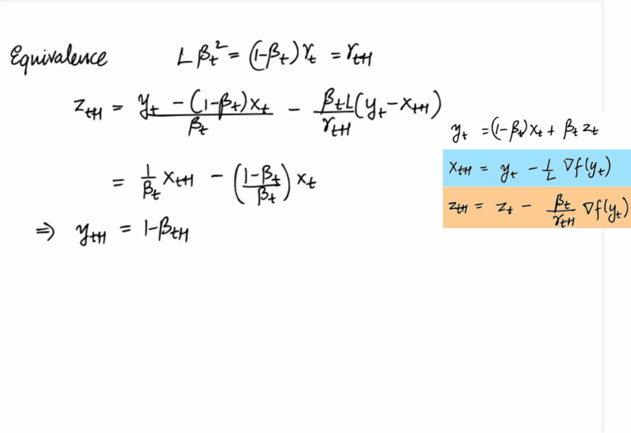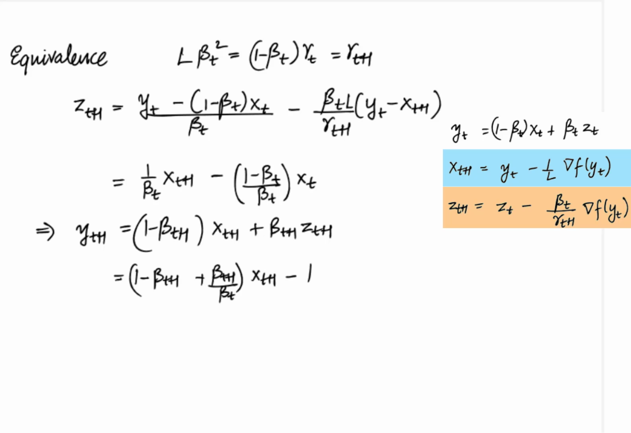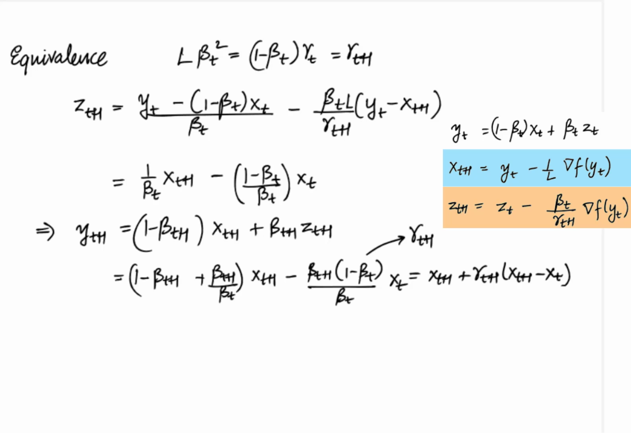So if we substitute this into the expression for yt plus 1, we obtain that yt plus 1 is equal to 1 minus beta t plus 1 into xt plus 1 plus beta t plus 1 into zt plus 1, which can be written as 1 minus beta t plus 1 plus beta t plus 1 divided by beta t into xt plus 1 minus beta t plus 1 into 1 minus beta t divided by beta t into xt, which again can be written as xt plus 1 plus gamma t plus 1 into xt plus 1 minus xt, where we have set gamma t plus 1 to be equal to beta t plus 1 times 1 minus beta t divided by beta t.